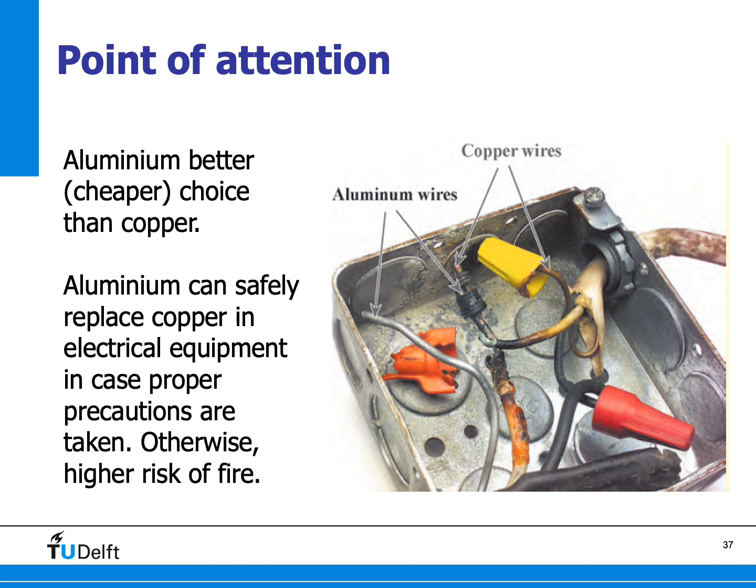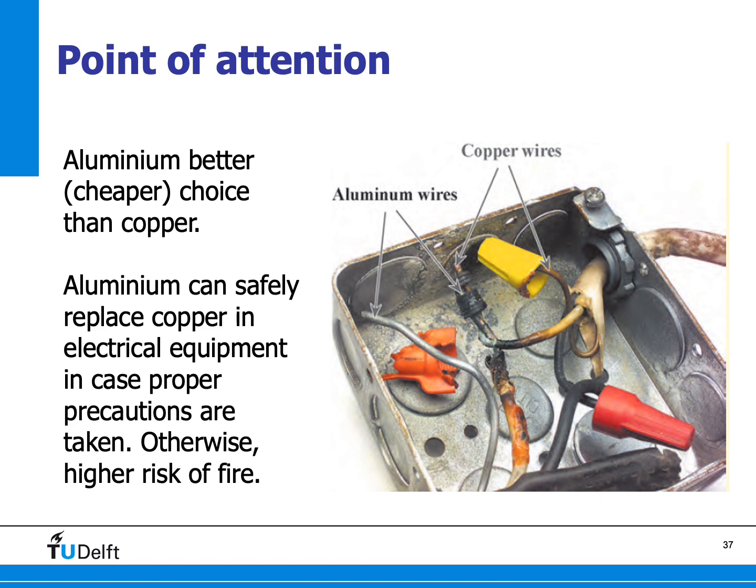And in fact, aluminum can safely replace copper in electrical equipment in case proper precautions are taken, because otherwise there is a higher risk of fire. So here you see a device which obviously was set on fire by accident, and you also see that different wires, copper wires and aluminum wires, have been used in this device.